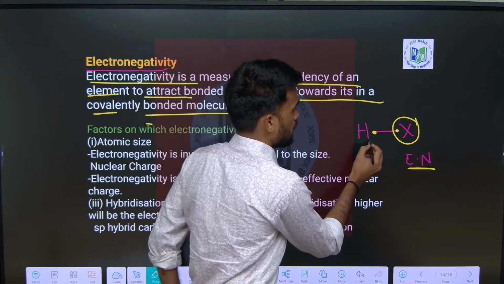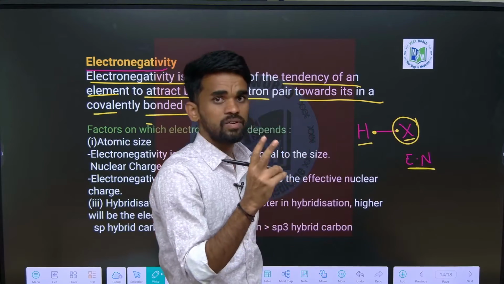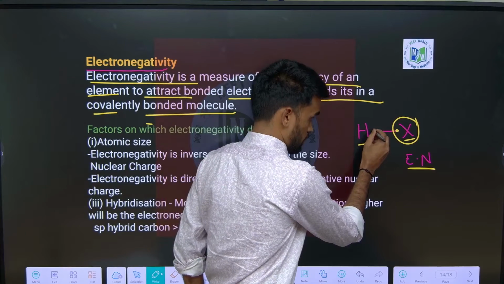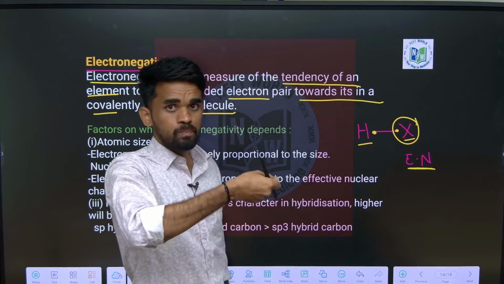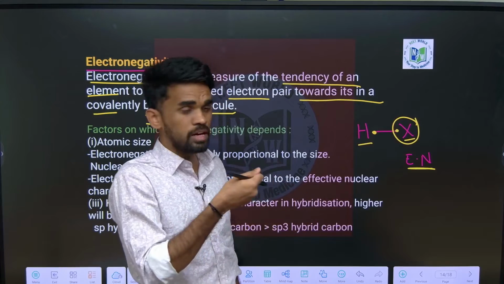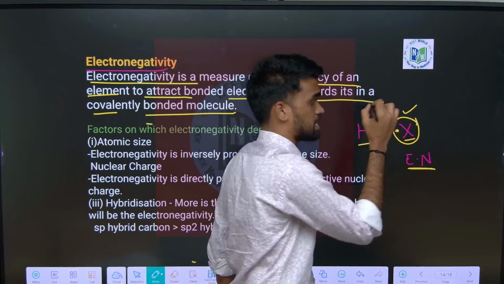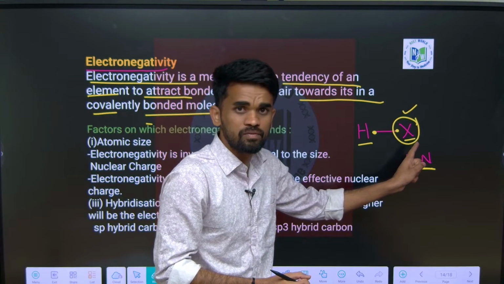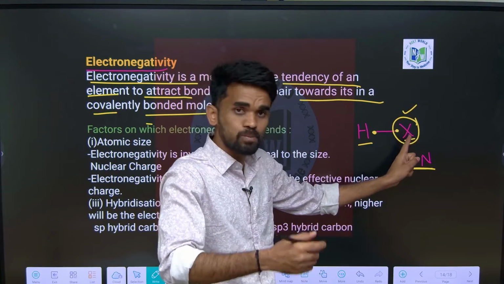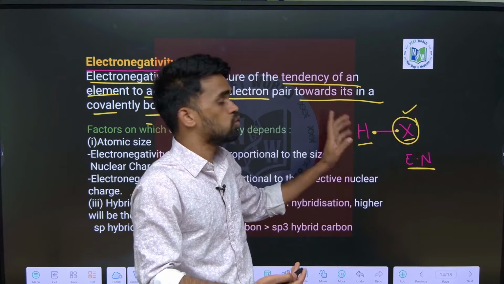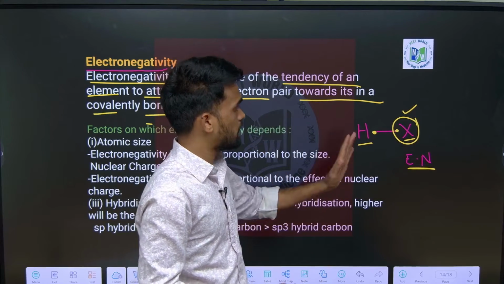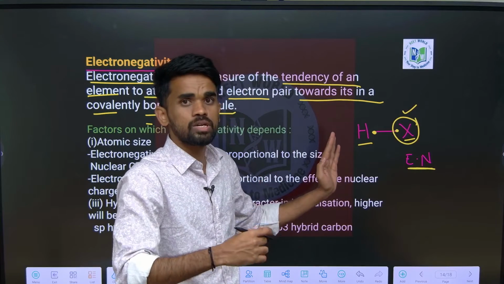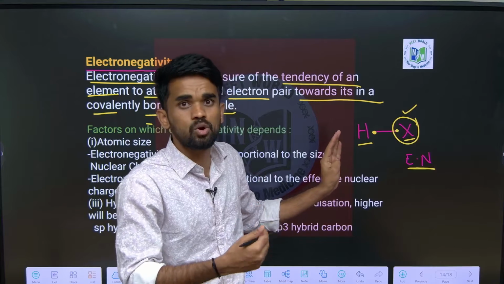So what do we mean by electronegativity? Let us say H and X are two atoms which are covalently bonded. Now these covalently bonded electrons are more pulled towards itself by this atom X. Since atom X is dragging these electrons towards itself, I can say atom X has more electronegativity than the hydrogen atom. So due to this electronegativity difference, the molecule shows some polarity. The molecule can be considered a polar molecule.